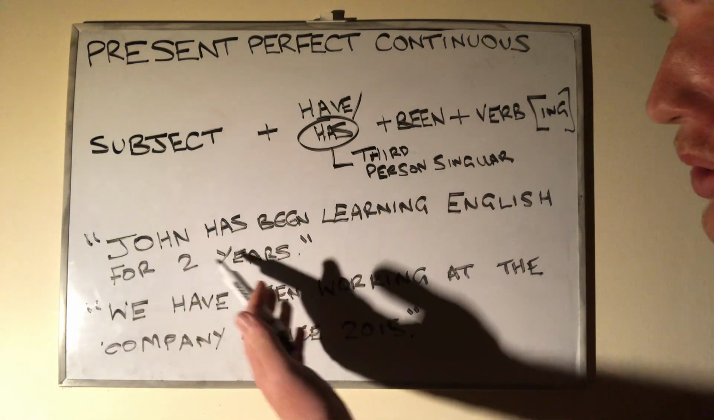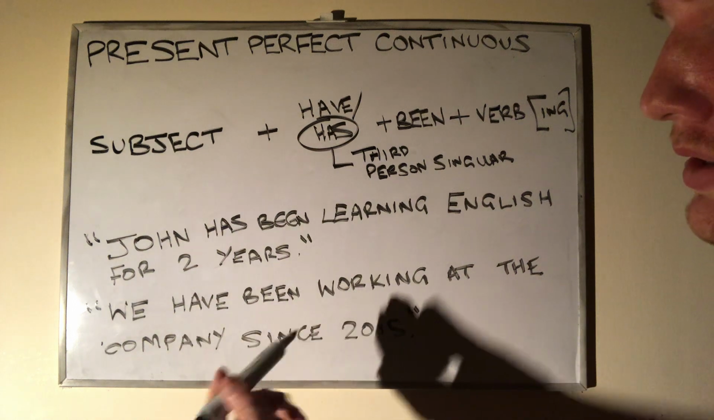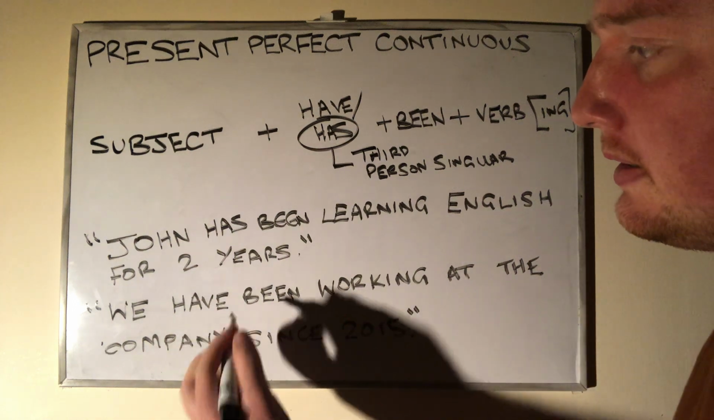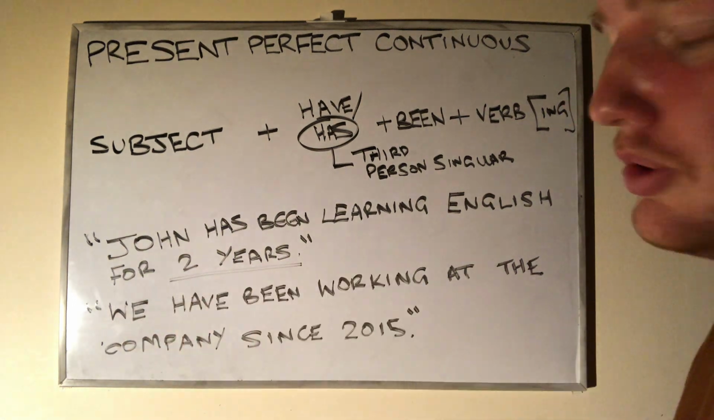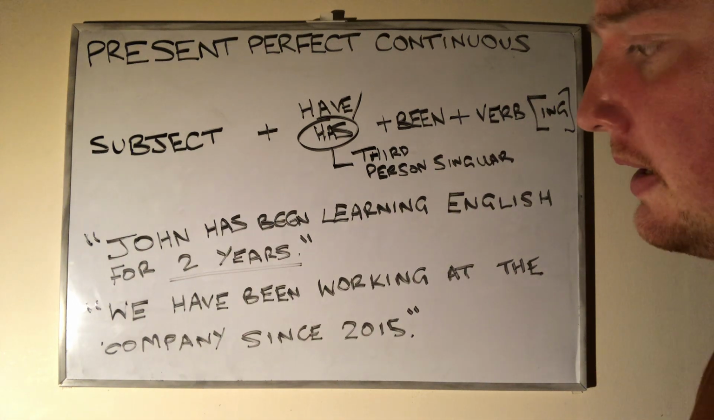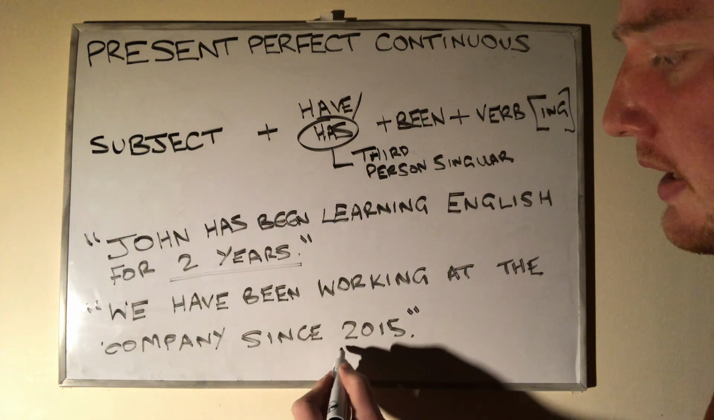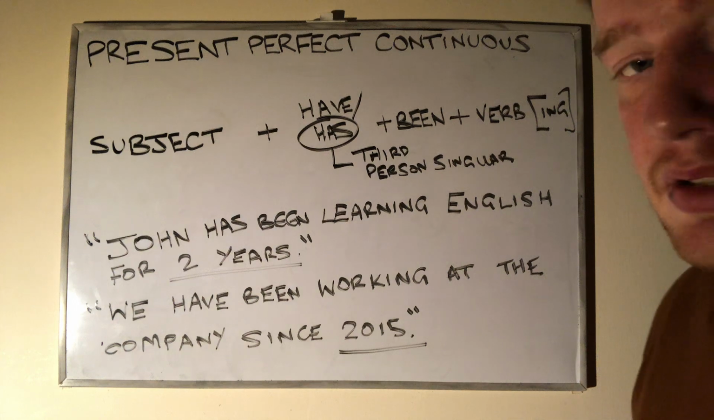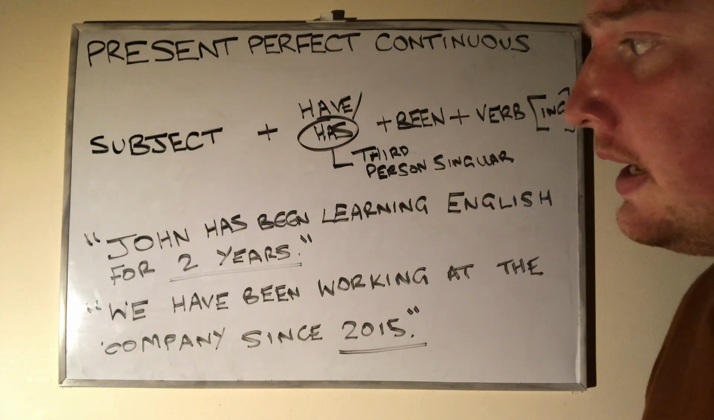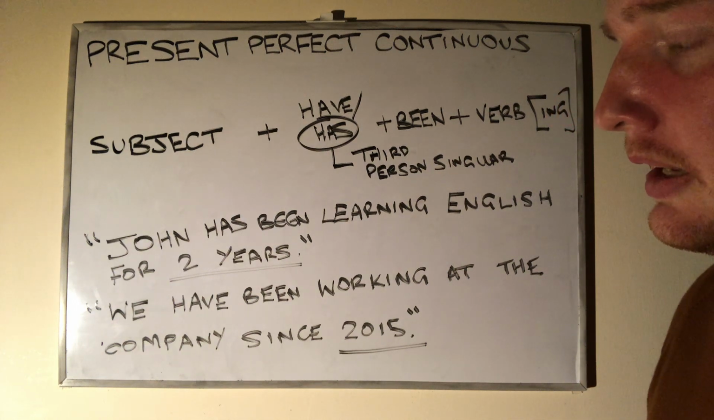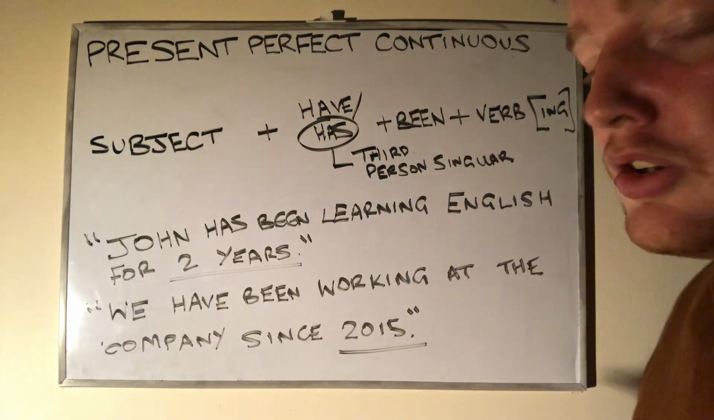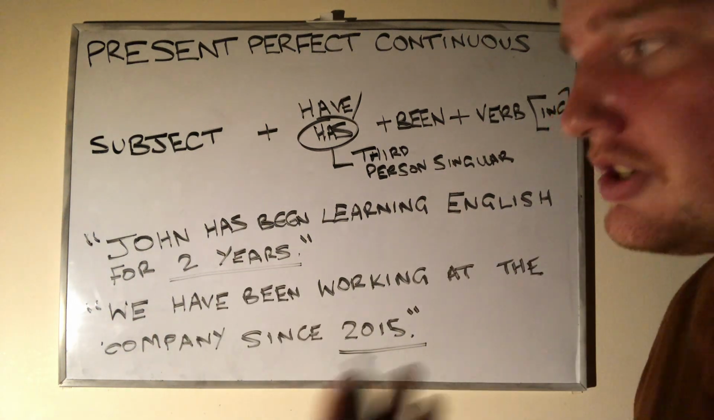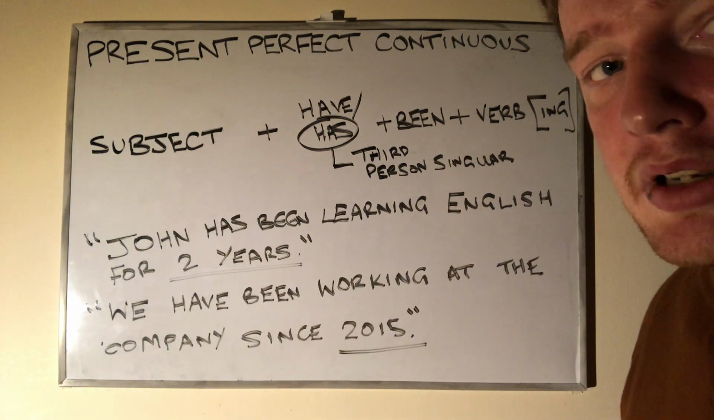So as we can see in both of these examples, they are events which began in the past. In the case with our first example, it would be 2 years in the past. And in the case of the second example, the date of 2015 is given. And then those events have continued until the present and then are still continuing in the present.